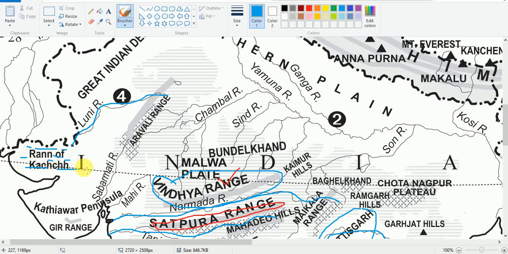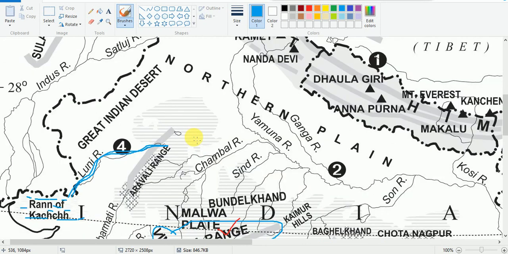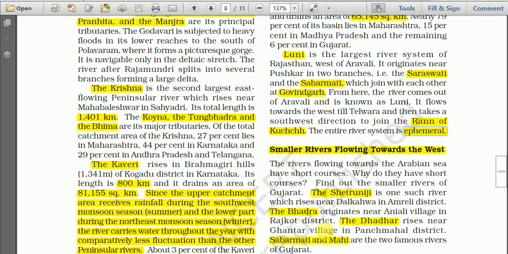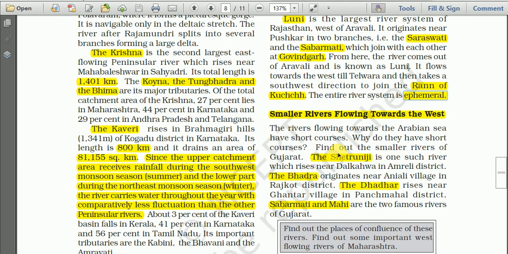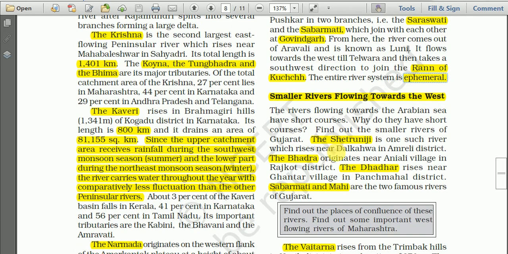This is known as the Rann of Kutch, and it originates west of the Aravalli Range, flowing first towards the west, then towards the south, and falls into the Rann of Kutch. So this is the largest river of Rajasthan, the Luni.